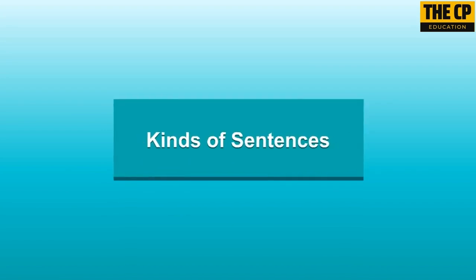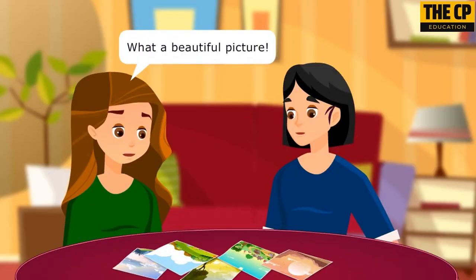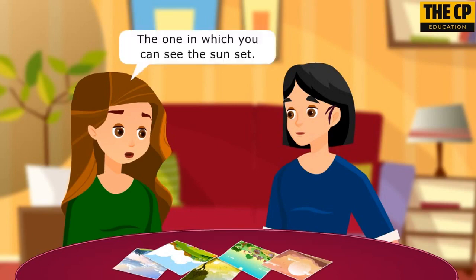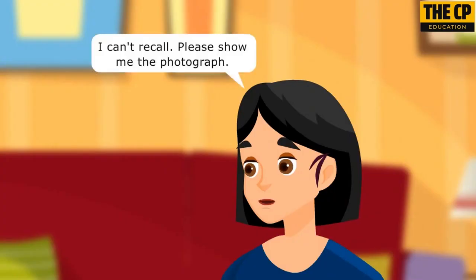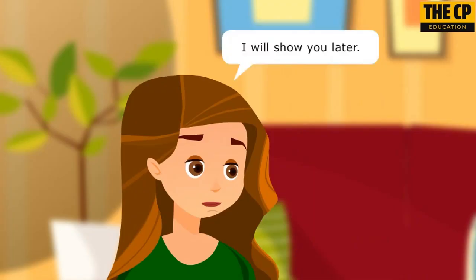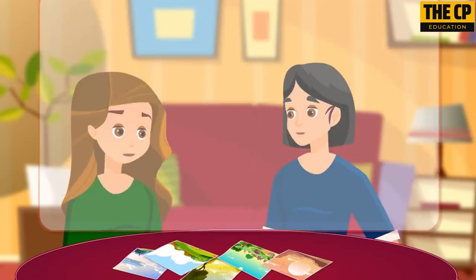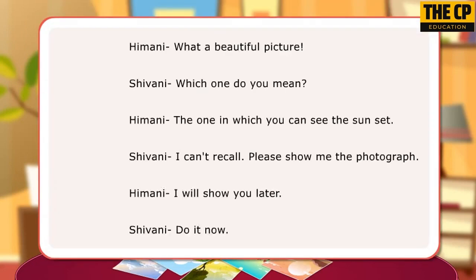Kinds of sentences. What a beautiful picture. Which one do you mean? The one in which you can see the sunset. I can't recall. Please show me the photograph. I will show you later. Do it now. In the dialogues, the girls have used different kinds of sentences to state something, make a request, issue a command, or make an exclamation of joy.